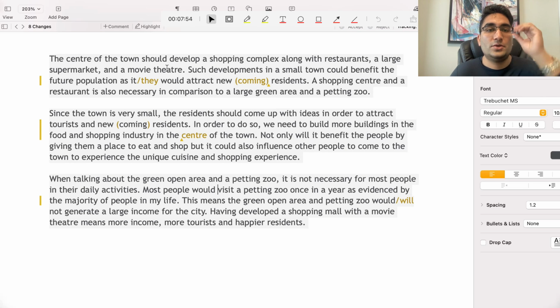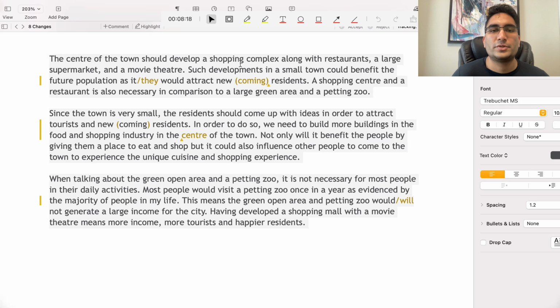All right, the center of the town should develop. Now, there's a lot of shoulds, okay? One is the basic vocab, and the other problem is the repetition. So if you just search for should, you'll find lots of shoulds. The other problem was even the new coming resident, even if it's okay, you need to have some alternative words, okay? So that's missing. So let's look at what we can do instead of should.